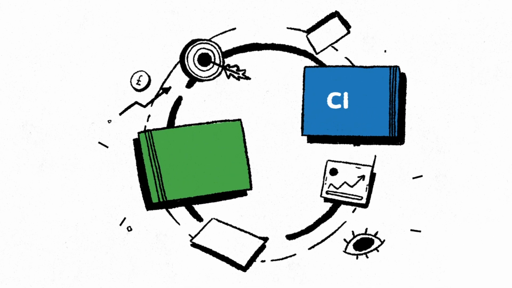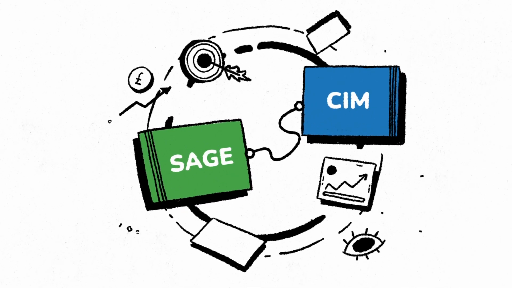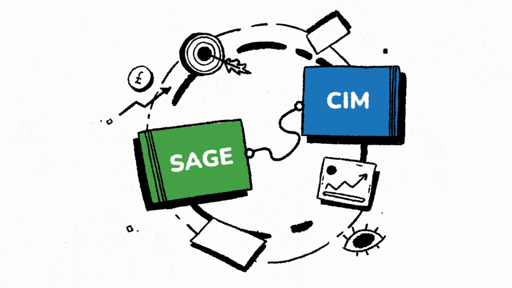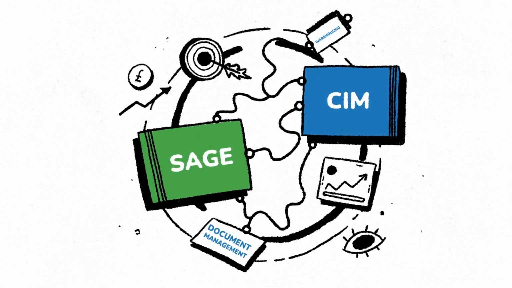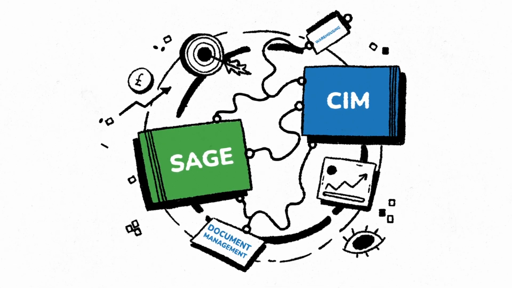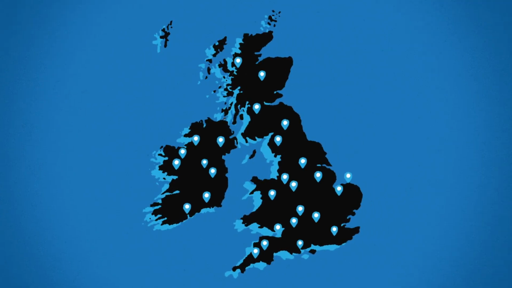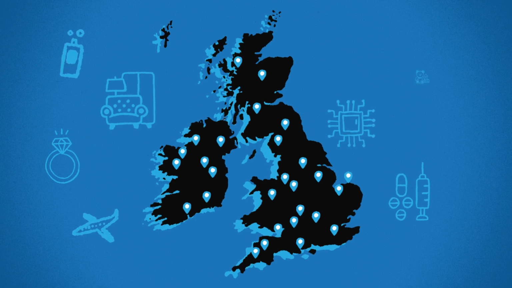CIM 50 and CIM 200 fully integrate with Sage 50 and Sage 200 respectively, along with a number of other software packages to enhance your end-to-end manufacturing processes. Our manufacturing software solutions are used by hundreds of SME manufacturers in a wide range of industries throughout the UK and Ireland.